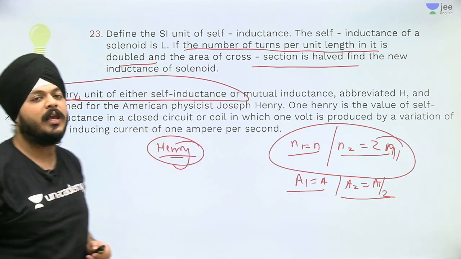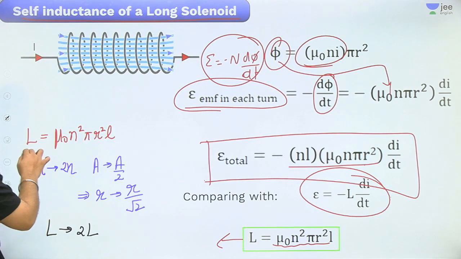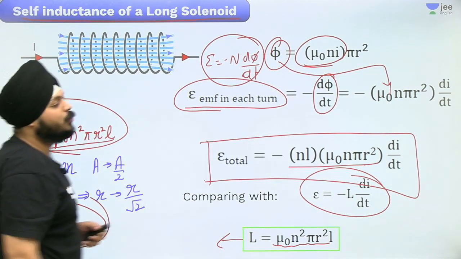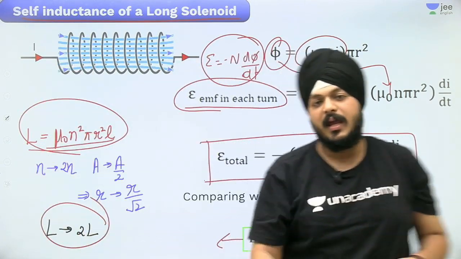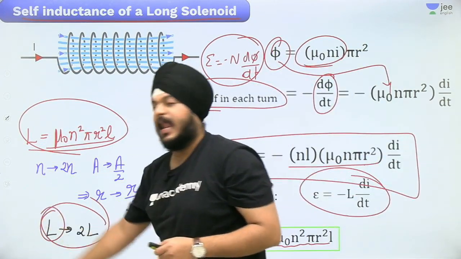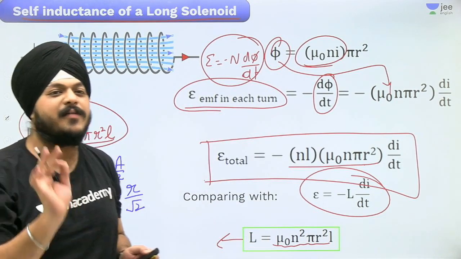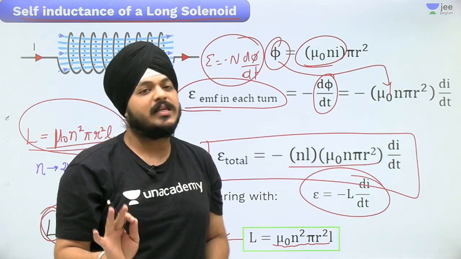A2 is equal to half of the previous area. So we are getting the solution using this equation 2 times. I am getting L is equal to 12. Initially the inductance was L. After that it changes to twice of L. This is a very simple explanation.